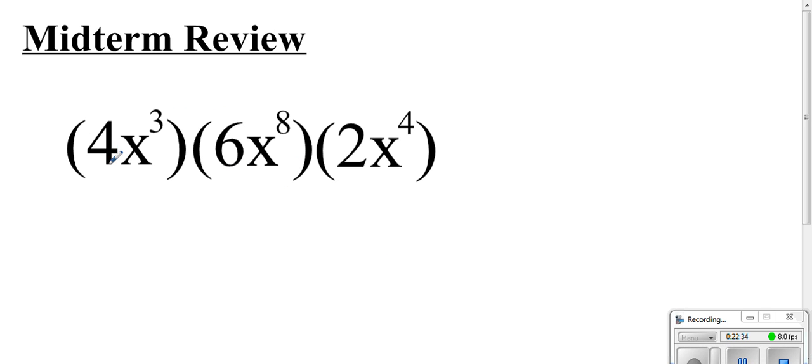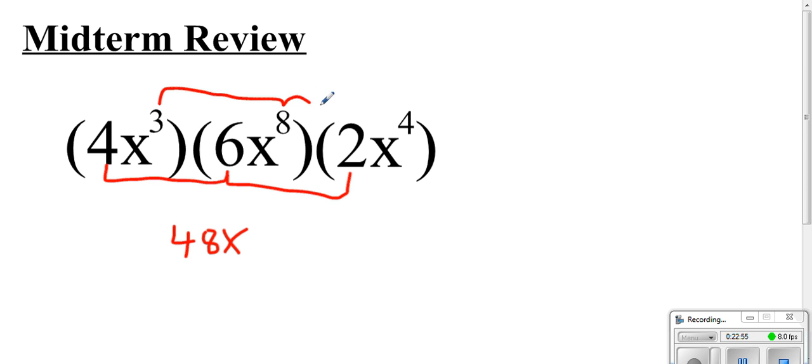A lot of people forgot this one. Remember, you're multiplying. So it's 6 times 4 times 2. You multiply the numbers. You don't add them, you just multiply. So 6 times 4 is 24, times 2 is 48. Remember, you keep what is the same, so the x is going to be there. And when you're multiplying, you add the exponents. So 8 plus 4 is 12, plus 3 is 15, and that's it.